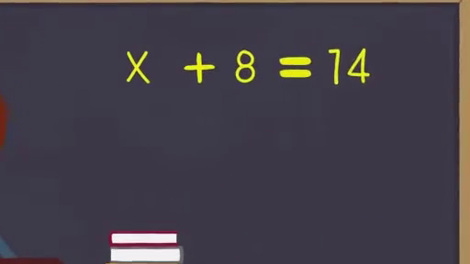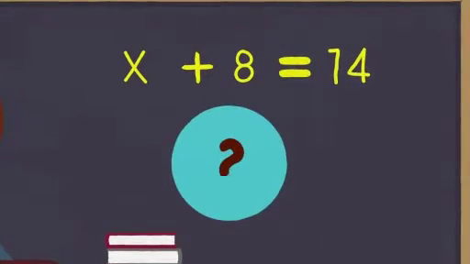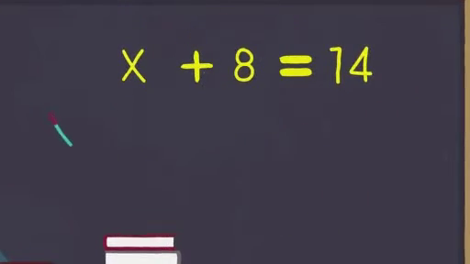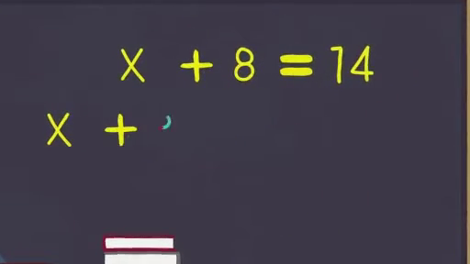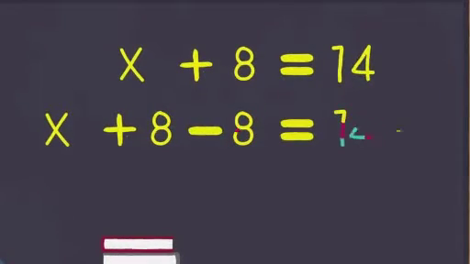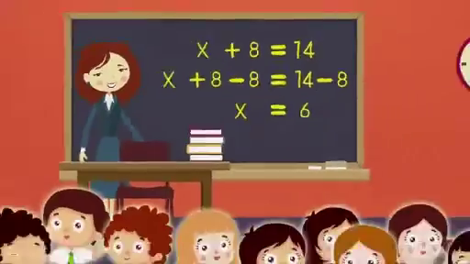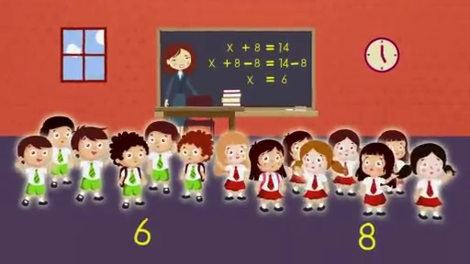Let's use the properties we just learned to solve the problem. Let's first isolate our unknown x. In this case, we need to subtract 8 from both sides of the equation. x equals 6. That means there are 6 boys in Mrs. Rawia's class.